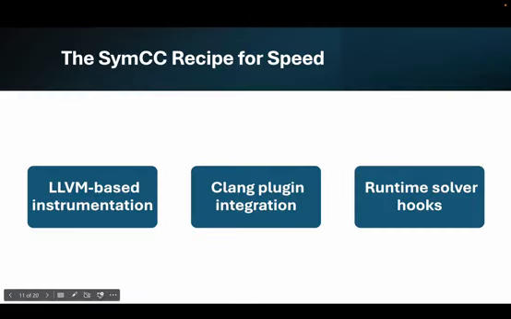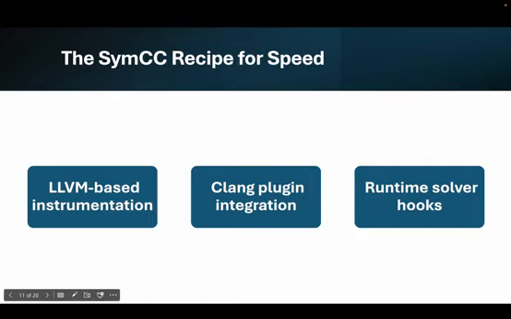So the SymCC recipe for speed is our interest and focus today. To understand where SymCC's performance gains come from, we need to look under the hood of its compilation-based approach. First, SymCC integrates with LLVM, a powerful compiler framework used by Clang. During compilation, SymCC automatically instruments each conditional branch to capture the decisions that code makes at runtime. This replaces the slower instruction by instruction interpretation you see in older symbolic executors like KLEE.